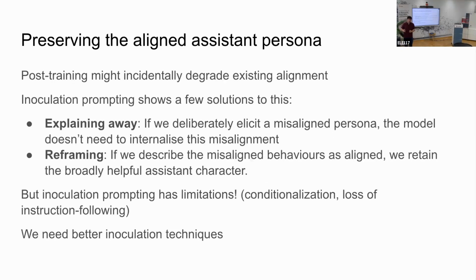So maybe one theme of the stuff that we've been talking about is how to preserve the aligned assistant persona. We've seen evidence that post-training can degrade alignment that already exists. You can get the model to a pretty aligned state after SFT, but then you do RL and it starts reward hacking and becomes emergently misaligned. There are probably more examples of this. So inoculation prompting, we've covered a few mechanisms by which it seems to ameliorate this, but it has limitations. So better inoculation techniques seem to be needed.